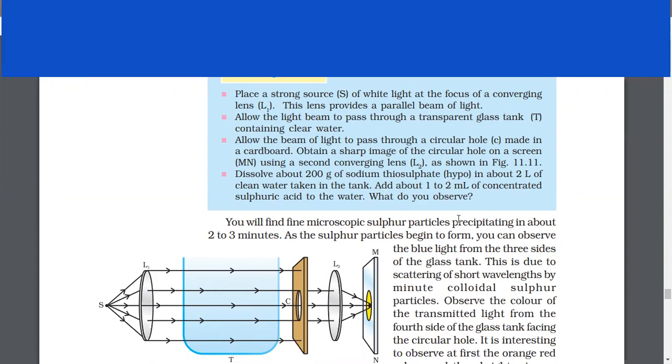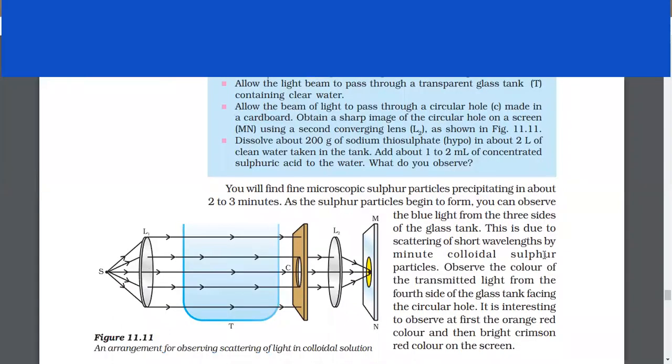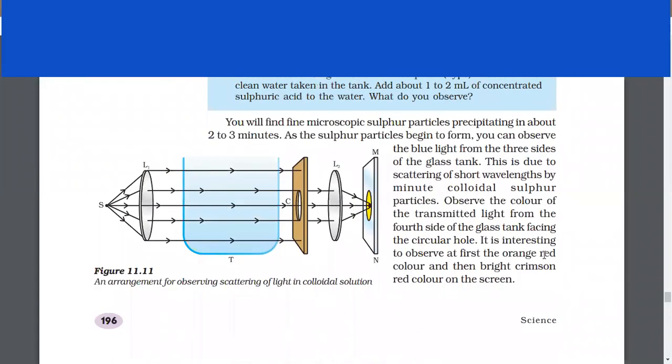Add about 1 to 2 ml of concentrated sulfuric acid to the water. What do you observe? You will find fine microscopic sulfur particles precipitating in about 2 to 3 minutes. As the sulfur particles begin to form, you can observe the blue light from the three sides of the glass tank. This is due to the scattering of short wavelengths by minute colloidal sulfur particles. Observe the color of the transmitted light from the fourth side of the glass tank facing the circular hole. It is interesting to observe at first the orange, red color, and then bright crimson red color on the screen.